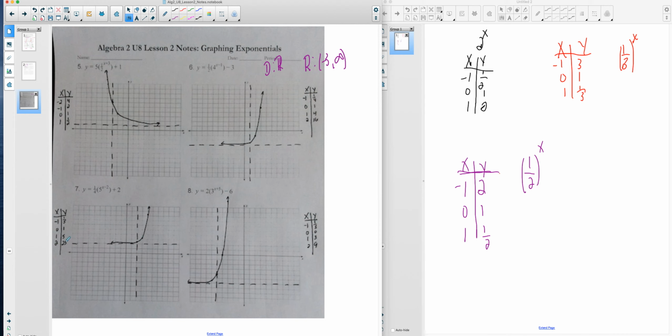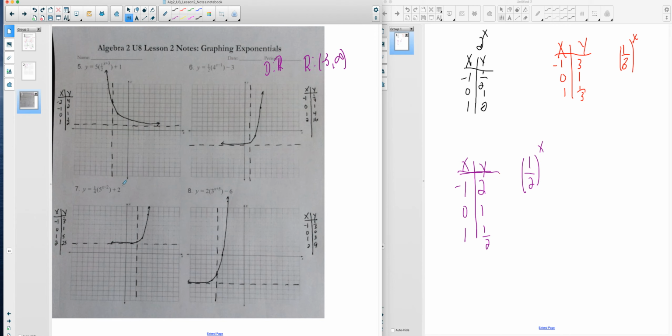And this time I snuck in just another point to help me set my curve. You can always add more points if you want. Don't feel like you have to, but sometimes it just makes it a little bit easier. So I'd go to the right 2, but instead of going up 25, I'd go up 25 fourths, which is a little bit more than 6. So 1, 2, 3, 4, 5, and about 6. And you can see that we have an increasing function this time because our base is greater than 1.